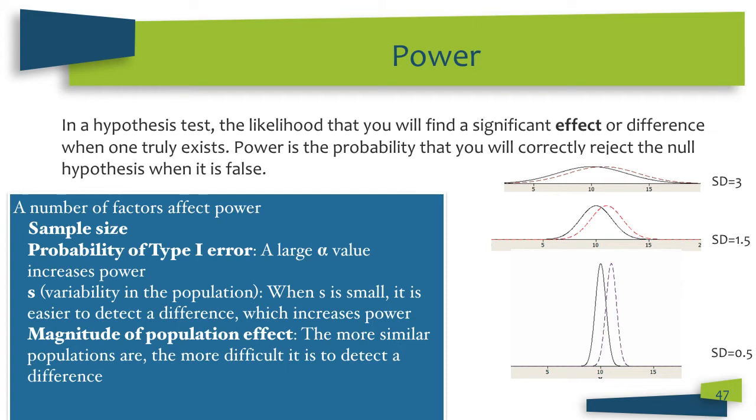But if you look at the one below it, the overlap is still a lot, but it is reduced from the one above it. The standard deviation is 1.5. So we are more likely to detect a difference if there is one. And the one at the bottom, standard deviation 0.5, the overlap is really less when compared to the above two. So if there is a difference, we'll easily be able to detect it. So that is the concept of power.